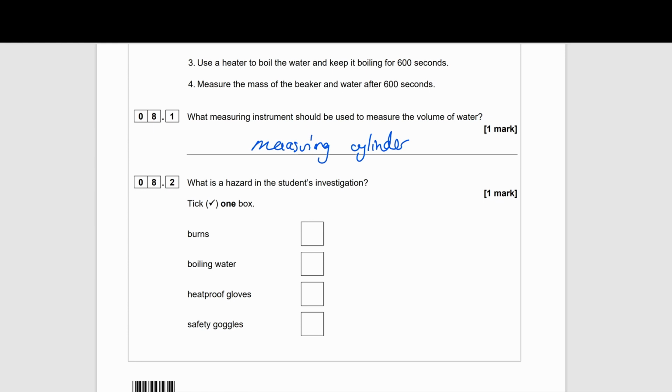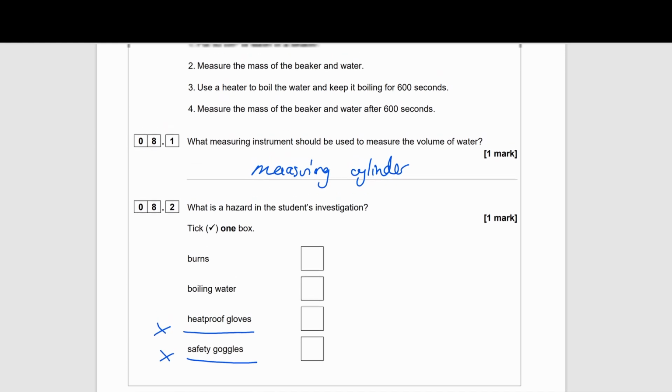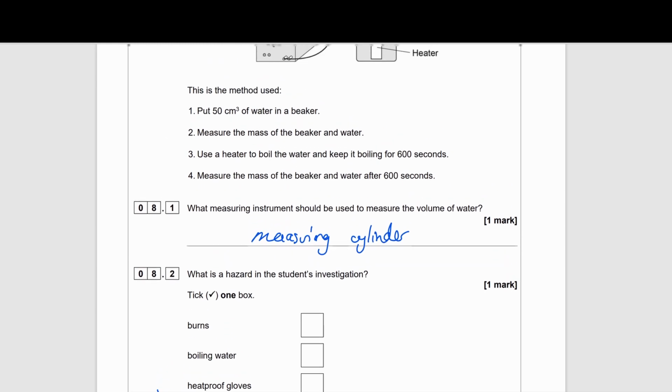8.2. What is a hazard in the student's investigation? Tick 1 box. Well, safety goggles isn't a hazard. It's something that we would want to use to minimize the risks to us. Heat-proof gloves, the same. So we're just left with burns or boiling water.